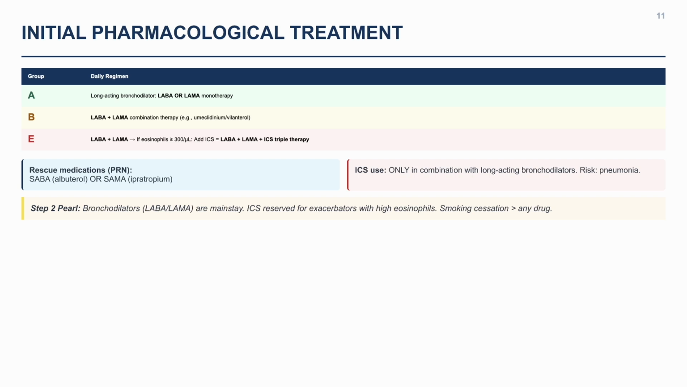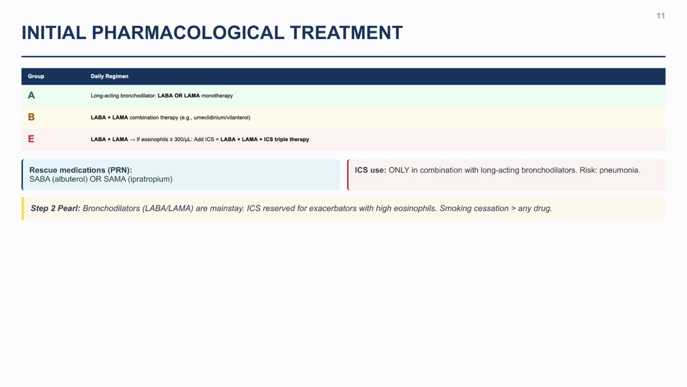Treatment is determined by GOLD group. Group A gets a single long-acting bronchodilator, either a LABA or LAMA. Group B gets dual therapy, LABA plus LAMA combination, for example, umeclidinium vilanterol. Group E also gets LABA plus LAMA, but if the blood eosinophil count is 300 or greater, add an inhaled corticosteroid, making it triple therapy, LABA plus LAMA plus ICS.